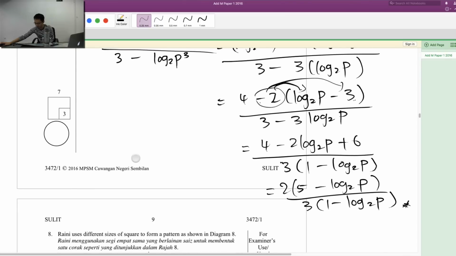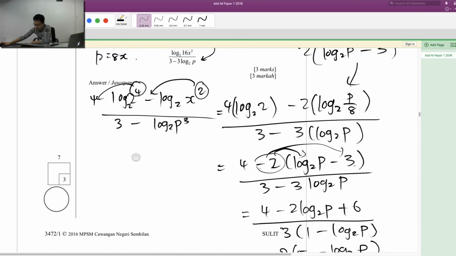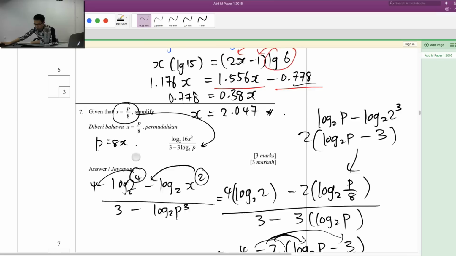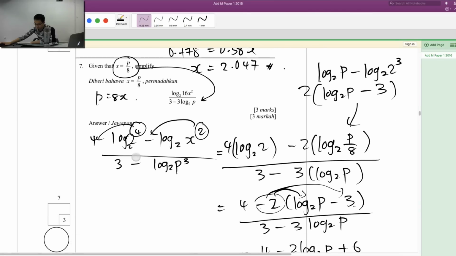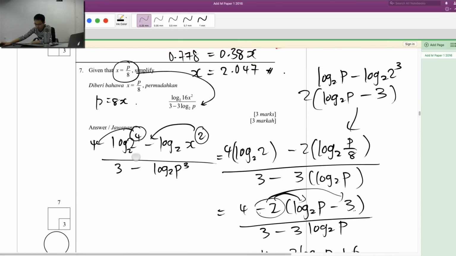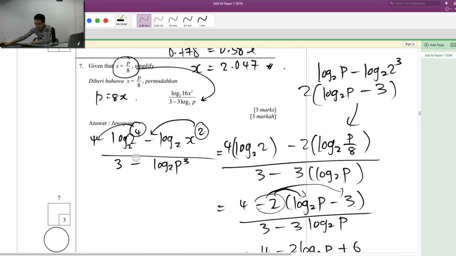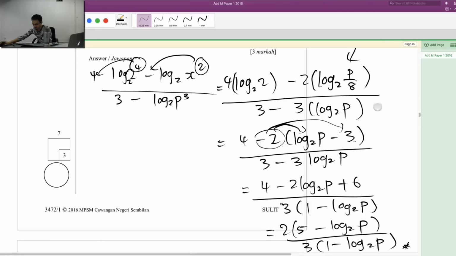Did I do something wrong? Okay, let me just double check my equation. So this one I move the 4, so 4 minus, okay. This is x square. X square I move the 2 in front, then become x. X is p over a. And then p over a is p minus log 2. So this is 3. Okay. And then the bottom, basically I factorize out the 3.